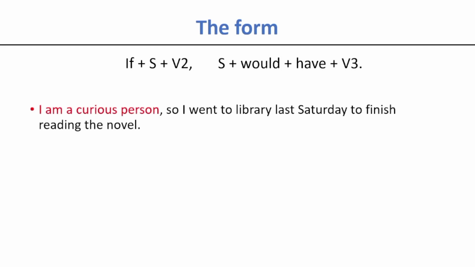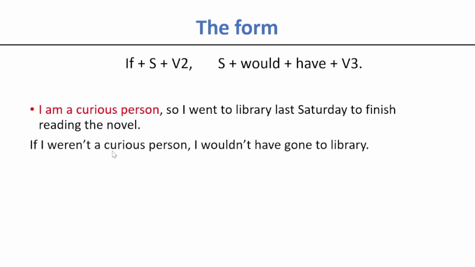I'm a curious person, so I went to the library last Saturday to finish reading the novel. So this is the general truth: I am a curious person. And then it affects the past action: I went to the library last Saturday. So the mixed conditional sentence will be: if I weren't a curious person, I wouldn't have gone to the library.